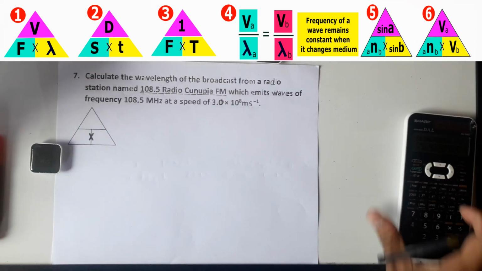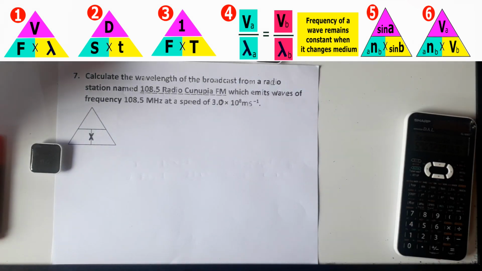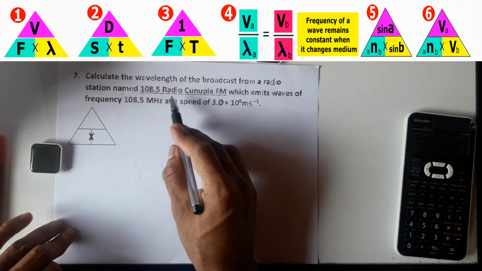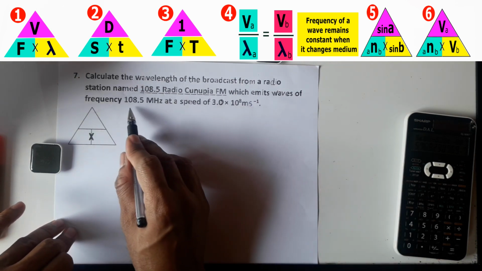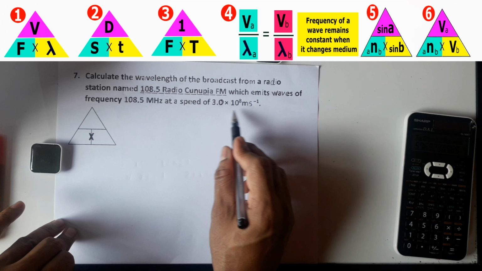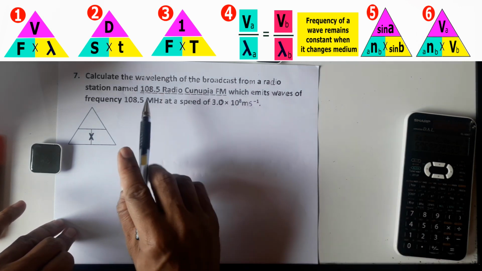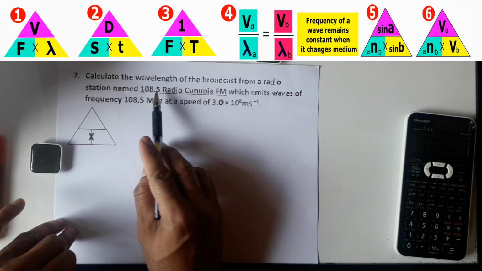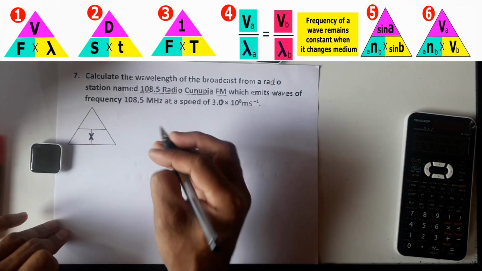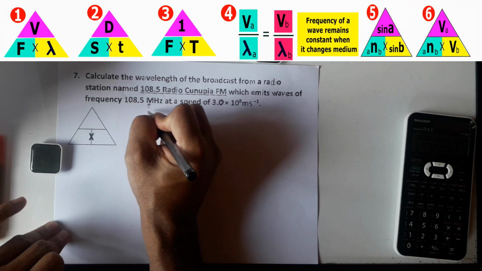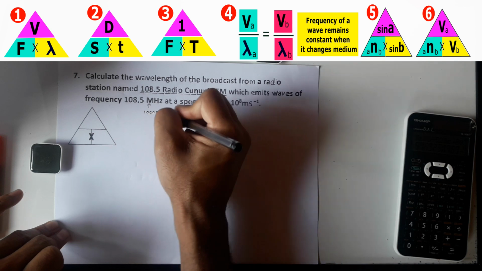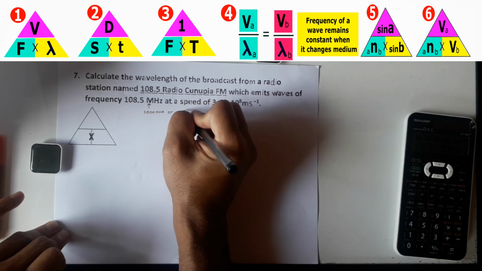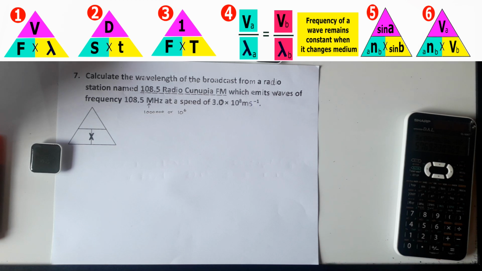All right, calculate the wavelength of a broadcast from a radio station named 108.5 Radio Kunupir FM, which emits waves of frequency 108.5 megahertz at this speed. Now, just a little fact, whenever you hear a radio station number, that's really their broadcasting frequency. Notice the broadcasting frequency is stated in megahertz. Mega means you have to multiply it by 1,000,000 or 10 to the power 6, right? Both of them are the same exact thing. So, let's see.